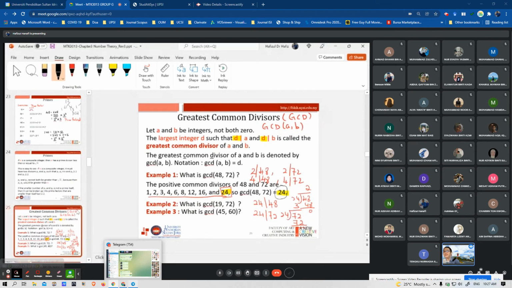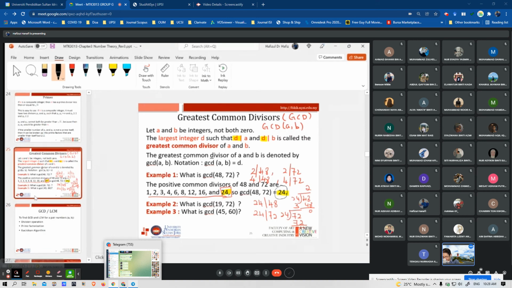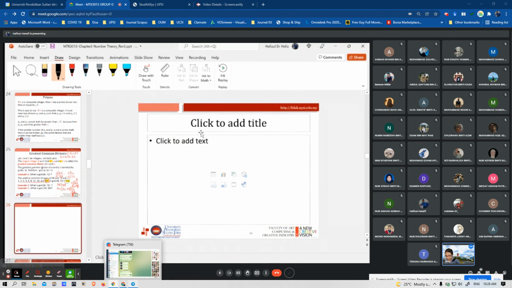Okay, then what is the GCD of 19 and 72? What is the GCD of 45 and 60? Okay, we have another example here.